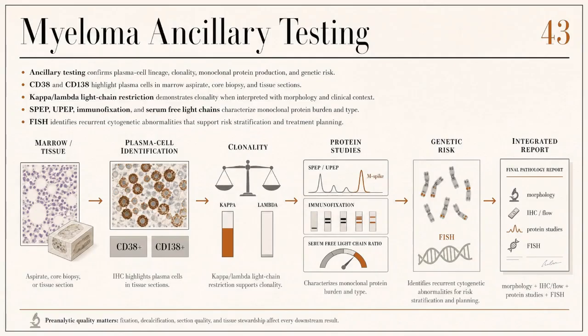Immunofixation electrophoresis further refines this analysis by identifying the specific heavy and light chain isotypes involved, which is critical for disease classification and therapeutic decision-making. The serum-free light chain assay adds another layer of sensitivity by quantifying free kappa and lambda light chains in the serum, providing valuable information especially in cases of non-secretory myeloma or light chain-only disease.